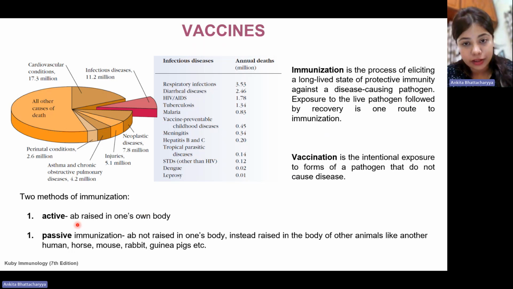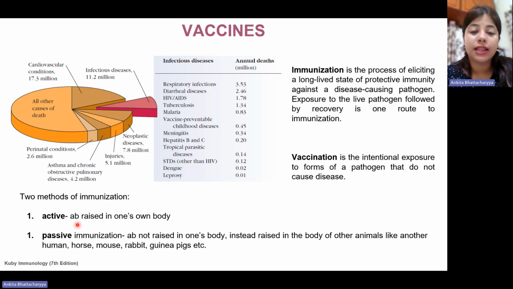A, it can be active. When we say active, it means that the individual who is getting immunized is actively responding to the pathogen which has come in, whether it is attenuated or killed, whatever it might be. And therefore, antibodies against that pathogen are raised in the individual's own body. However, when antibodies are not raised in the person's own body, but instead in the body of other animals like other humans, horses, mouse, rabbit, guinea pigs, etc.